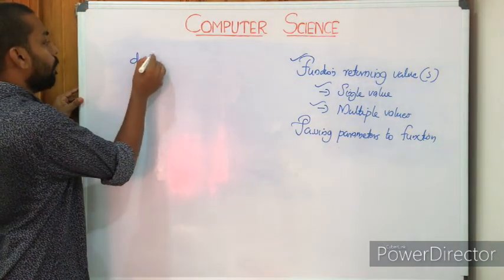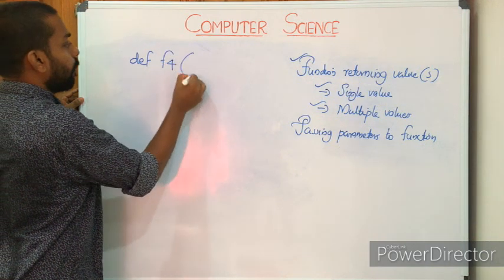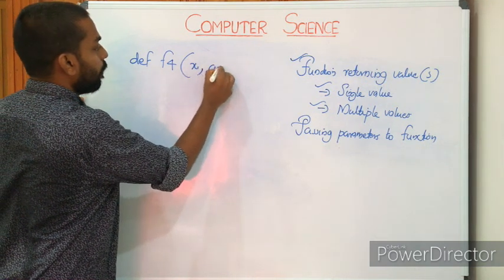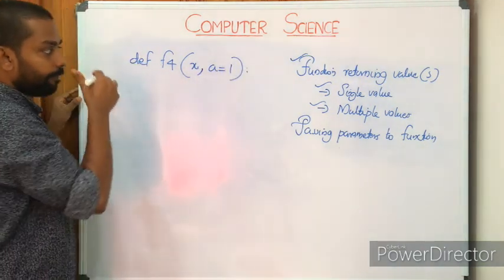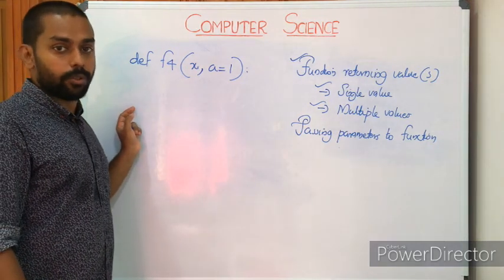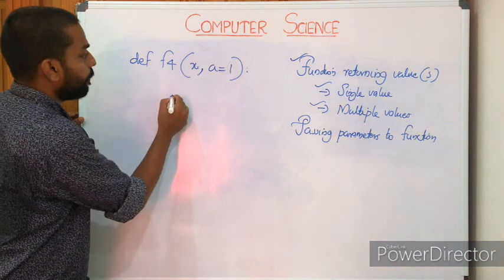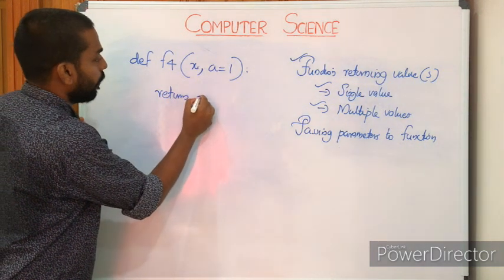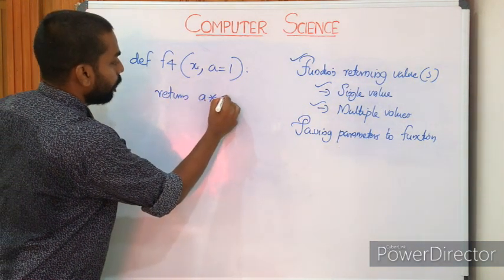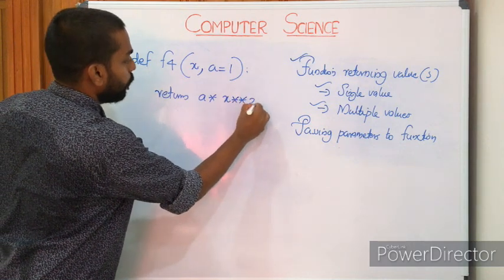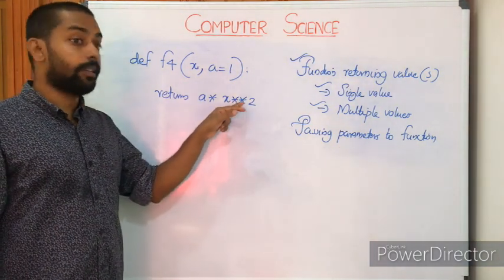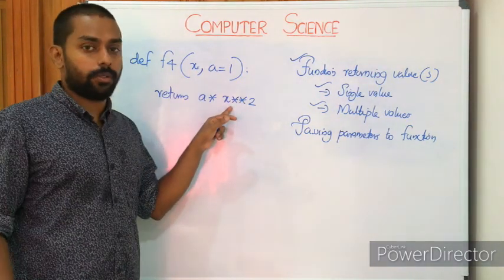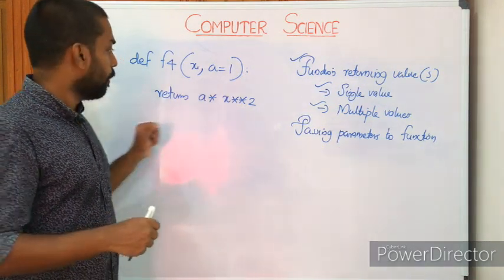We had seen the third one also, and we have another, most important one. So the last function, def f4, x comma a equal to 1. Then we can have the definition as: return a into x into 2. What is x into 2? It's raised to the power of a, x to the power of 2. And how can you call the function?